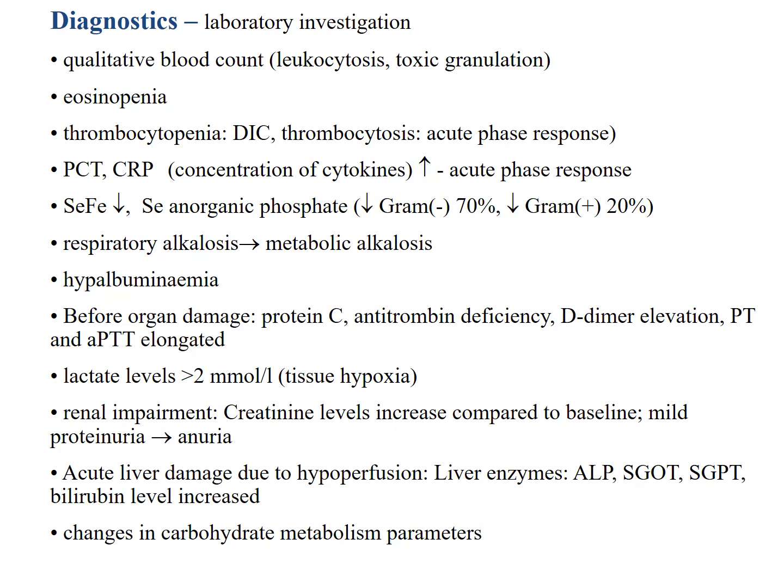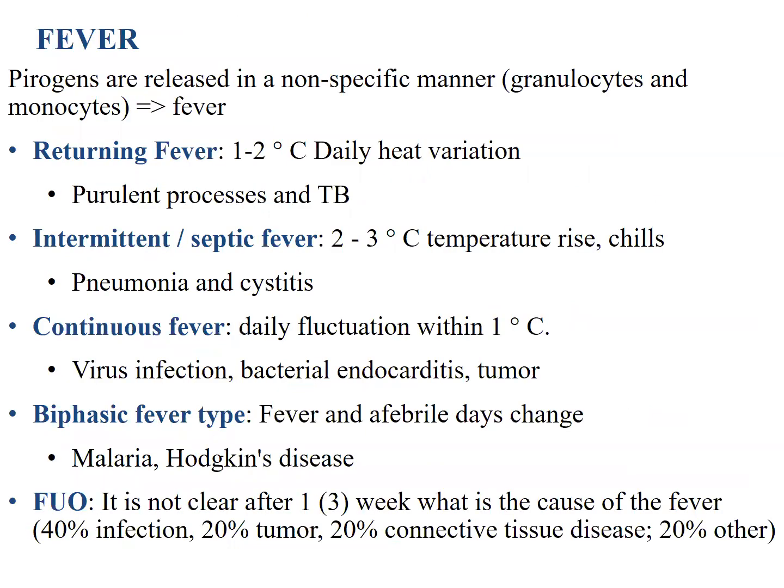And later, when we can find the organ dysfunctions, we can check, for example, with the creatinine levels, the renal impairment, and we also can check the different enzymes with which we can monitor the liver damage. And of course, many times we can find changes in carbohydrate metabolism parameters. And you will be clinicians, so you will find in your patients many times, for example, fever, which also belongs to inflammation and infection. And maybe you remember that we differentiated between the different types of fever.